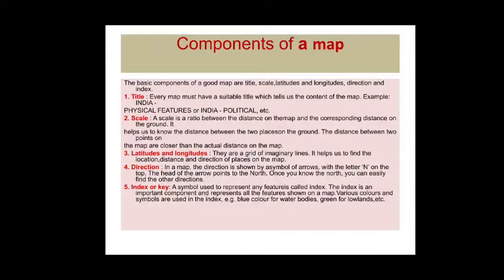So the next topic, components of a map. The basic components of a good map are title, scale, latitudes and longitudes, direction and index. The first one is title. Which type of map can we select? If we select a political map, or suppose we select a physical map, that is the title. First show the title. Every map must have a suitable title which tells us the content of the map. For example, India physical features. That is common. We first select the map by its title.